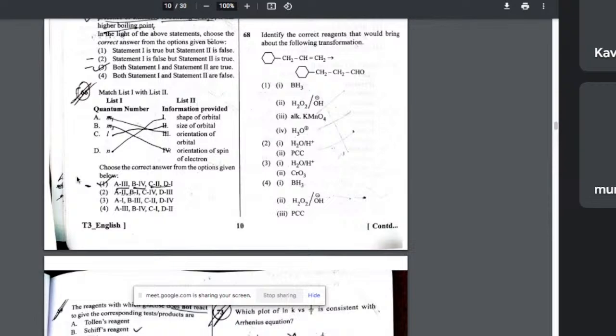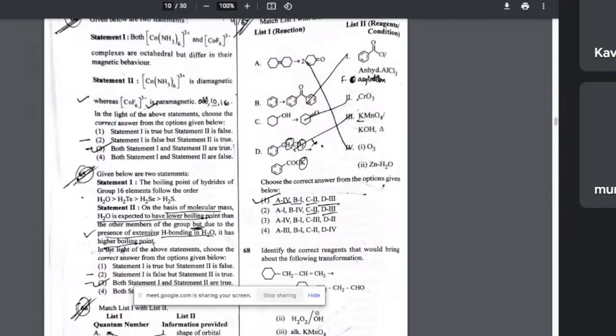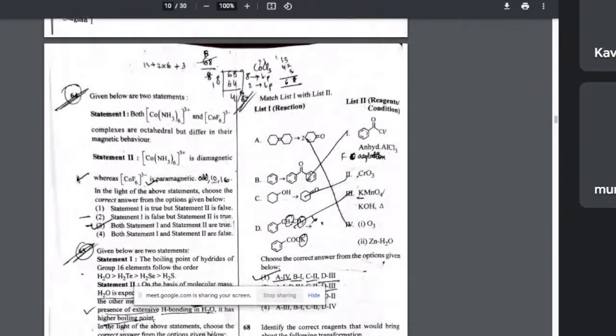Okay, now question number 67. Match list first with list second. In list first compounds are given, in list second reagents are given. If we check the first part, this is ozonolysis, but reductive ozonolysis. So O3 in presence of Zn/H2O. So the correct matching there is A 4.